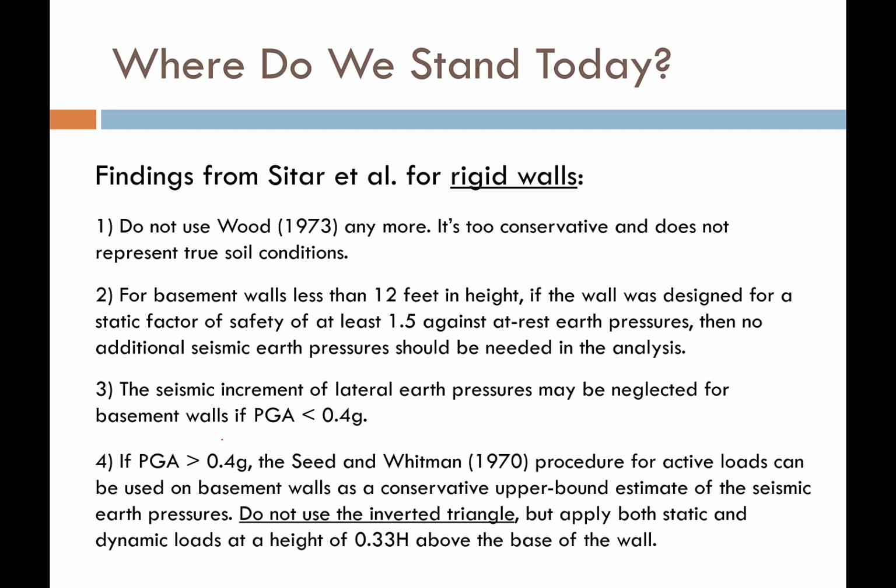However, if your PGA is greater than 0.4 G, and if your basement wall is higher than 12 feet in height, or 12 feet below the ground surface, then he recommends the Seed and Whitman procedure for active loads can be used as a conservative upper bound estimate of the seismic earth pressures. Don't use Mononobe-Okabe. Use Seed and Whitman. Don't use the inverted triangle, but apply both the static and the dynamic loads at a height of 1/3 up the height from the base of the wall.